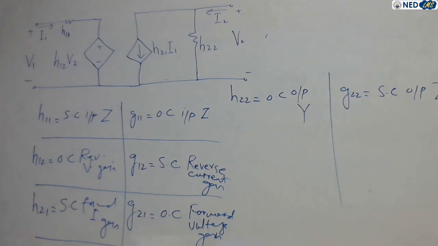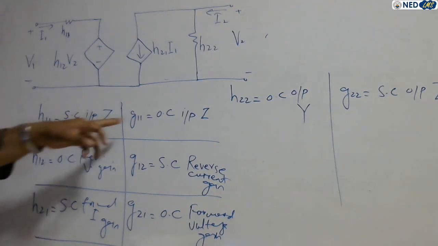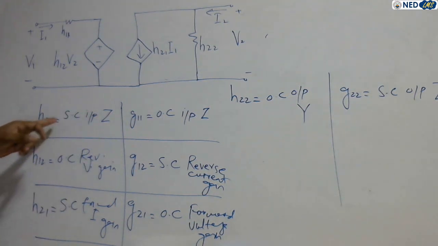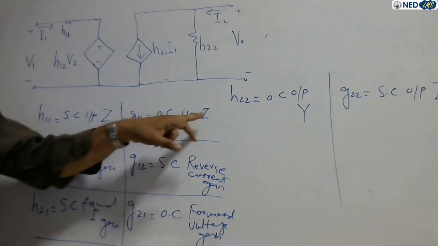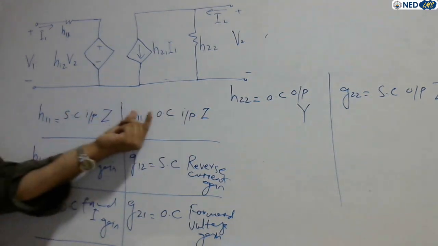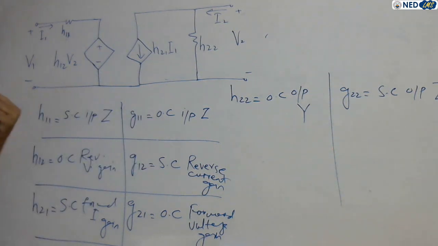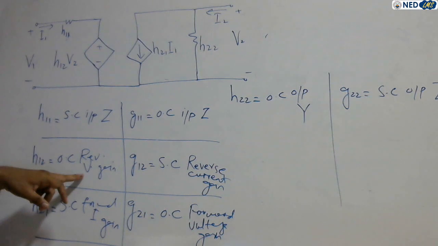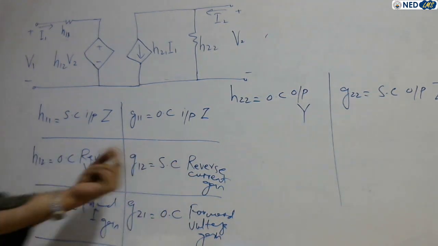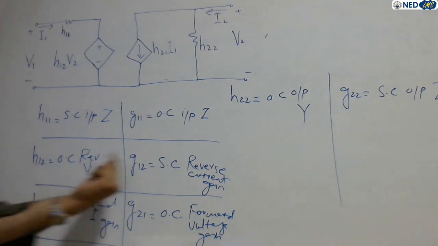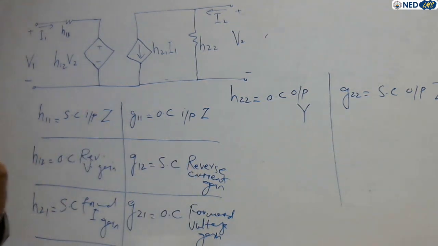We may summarize the parameters, that is H11 against G11. H11 was short circuit input impedance. G11 is open circuit input impedance. See, exactly reverse: short circuit, open circuit, right? H12 was open circuit reverse voltage gain. G12 is short circuit reverse current gain. This was reverse voltage gain, this is reverse current gain, exactly opposite, right?